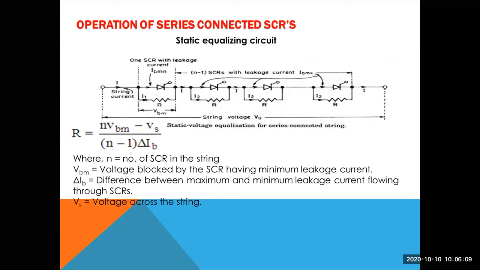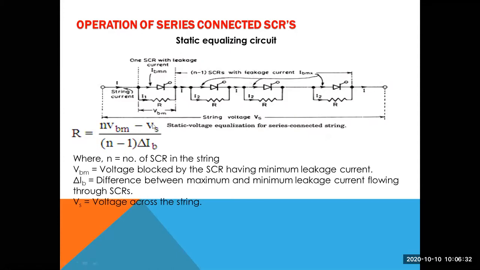With that, we get a minimum leakage voltage drop, VBM. For 100 SCRs, for example, we assume the first SCR has a small leakage current and the remaining 99 SCRs have the maximum leakage current. That is our assumption for calculating the optimum value. It almost suits the practical case, which is why we select that one.